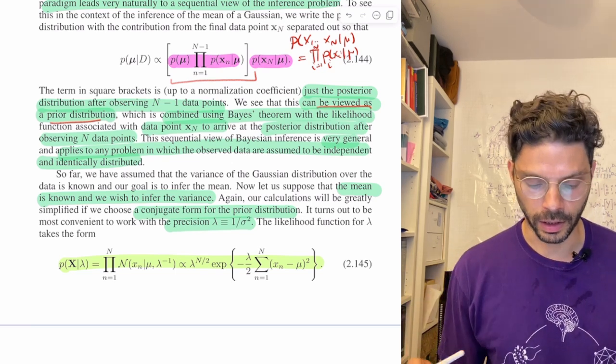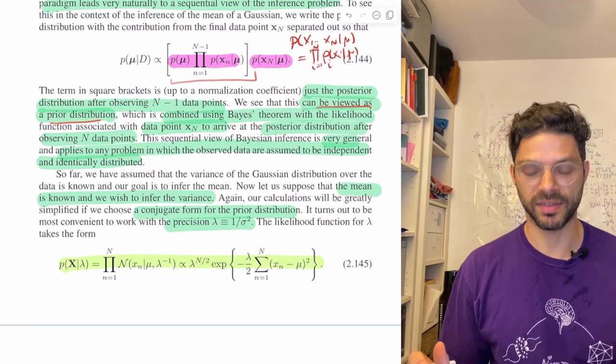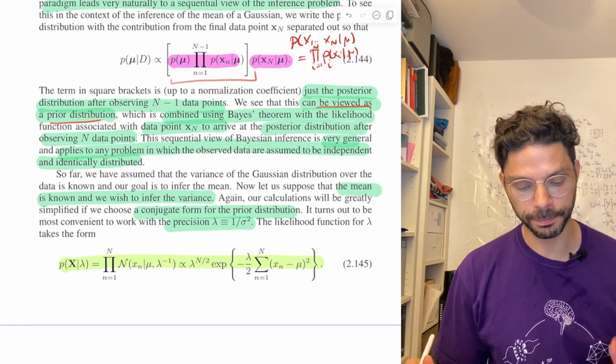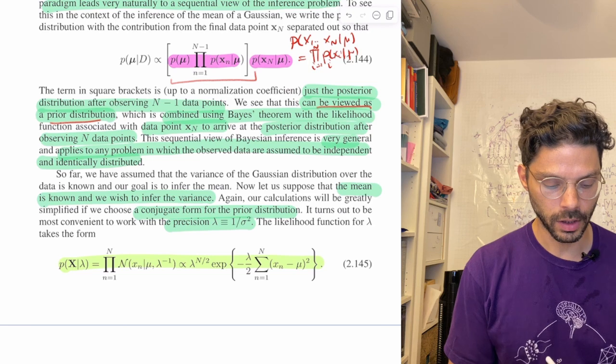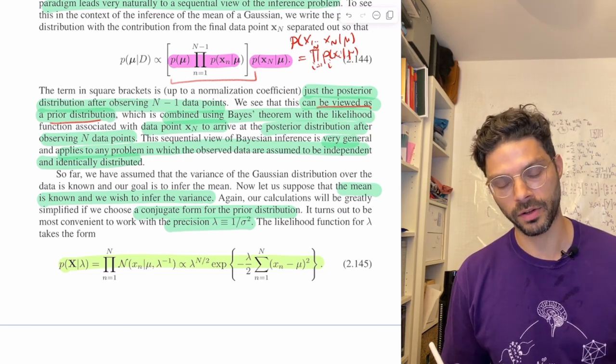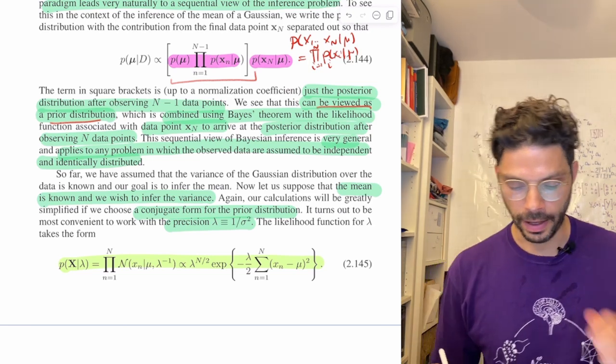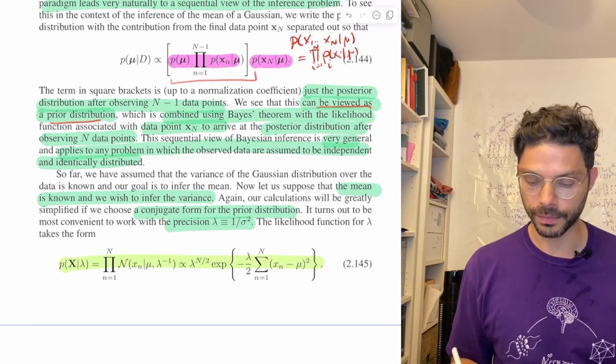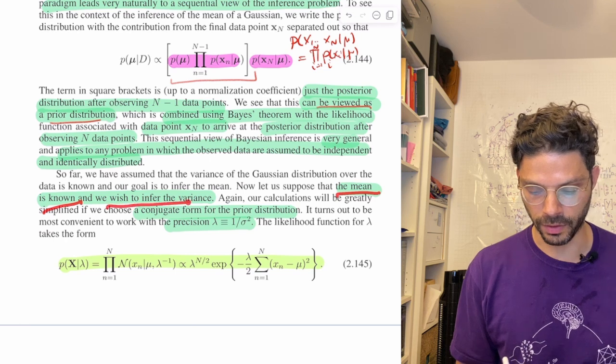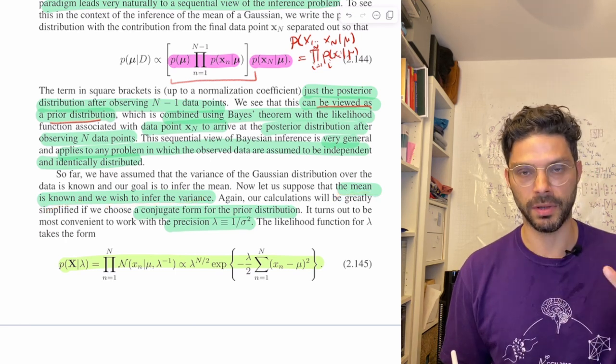All right, so we are back in section 2.36 about doing Bayesian inference for the Gaussian. In the previous section, we talked about a situation where the variance was known and we were estimating the mean. And now we're going to do the other way. So the mean is known and we want to infer the variance.